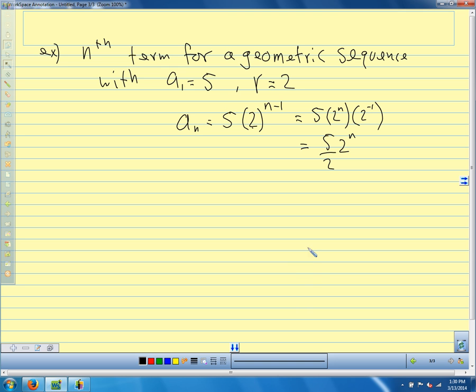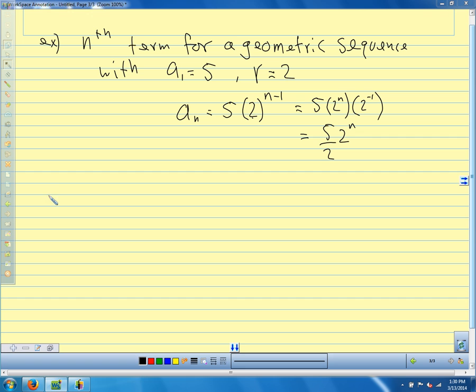All right, questions there? This answer would be, if I asked you this, or if you got this in the homework, this 5 times 2 to the n minus 1, that's fine. Just wanted to remember a little bit about how we work with exponents. All right, let's do another example.